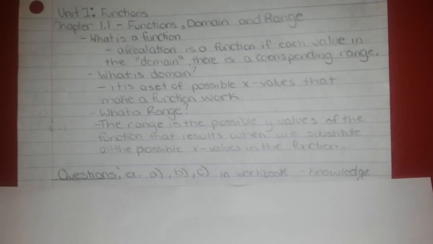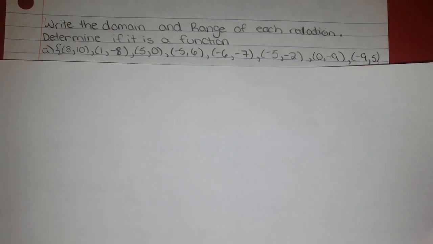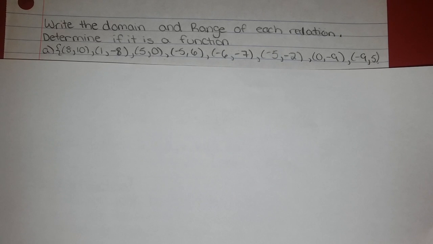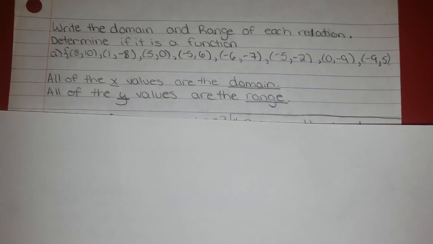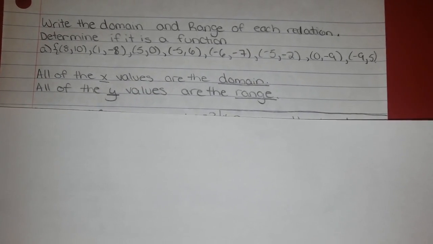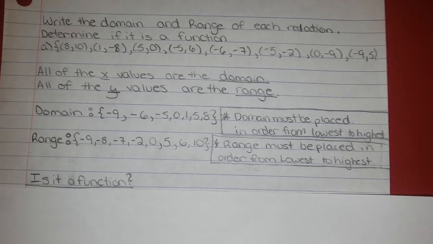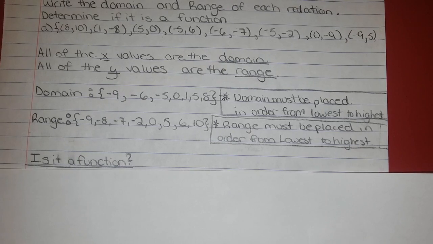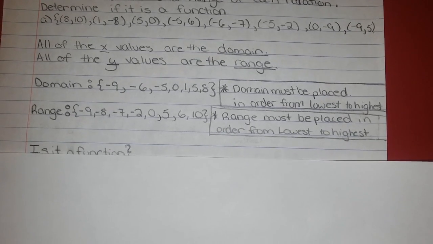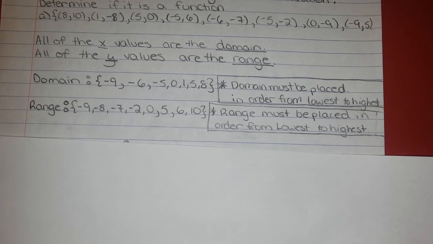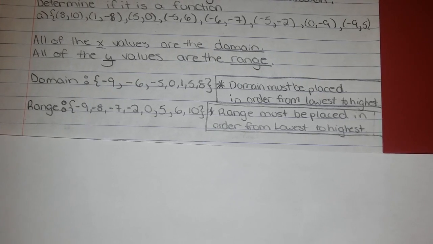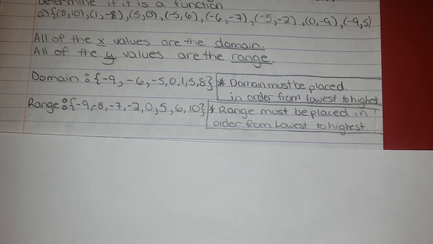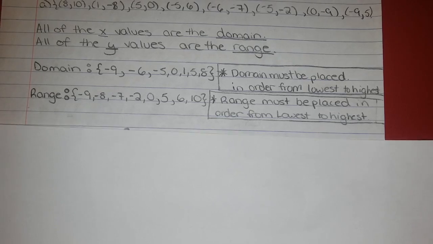These are knowledge questions. So here we have this equation. We need to write down the domain and range of each relation and then determine if it is a function. So all of the x values are the domain and all of the y values are the range. The domain is -9, -6, -5, 0, 1, 5, and 8. Now remember that domain must be placed in order from lowest to highest, and so must range. So range is -9, -8, -7, -2, 0, 5, 6, and 10.